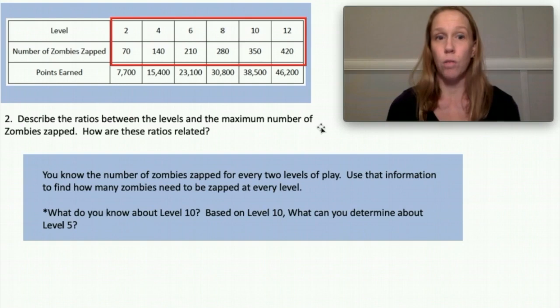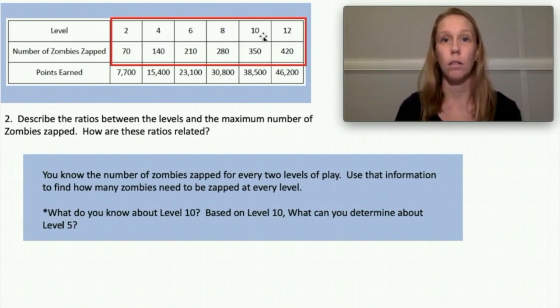To push yourself further, what do you know about level 10? If I look at level 10, that's 350 zombies zapped. Based on that, what could I determine about level 5?